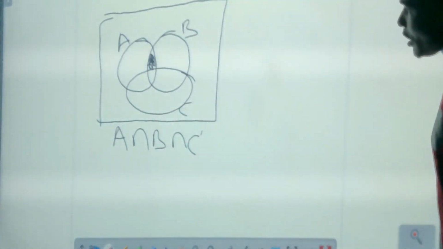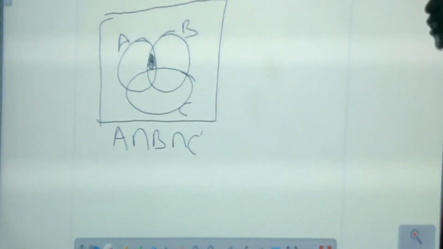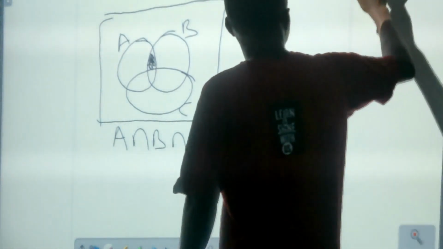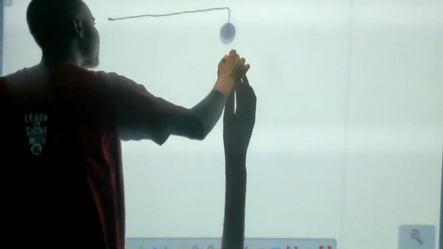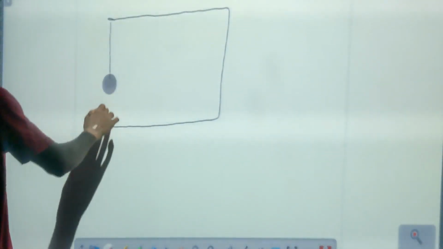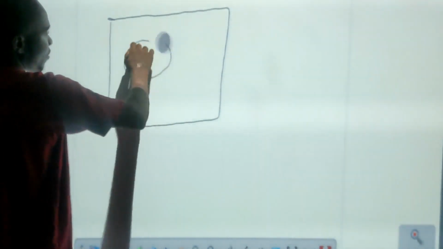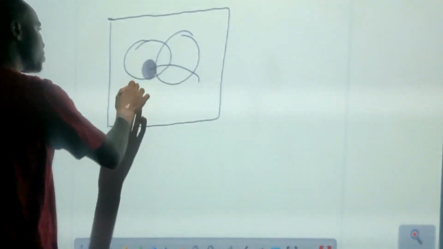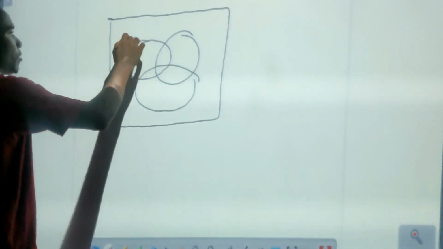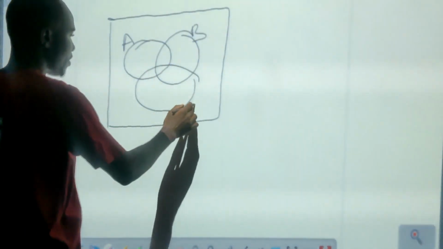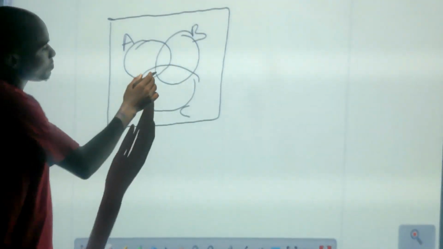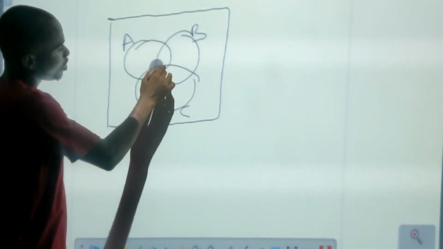Alright, let's pick another one. I hope you get that, because if I'm too fast, you can always pause the video. One more. Another we can consider: we have A, we have B, and we have C. So you can change this part here to this part here.